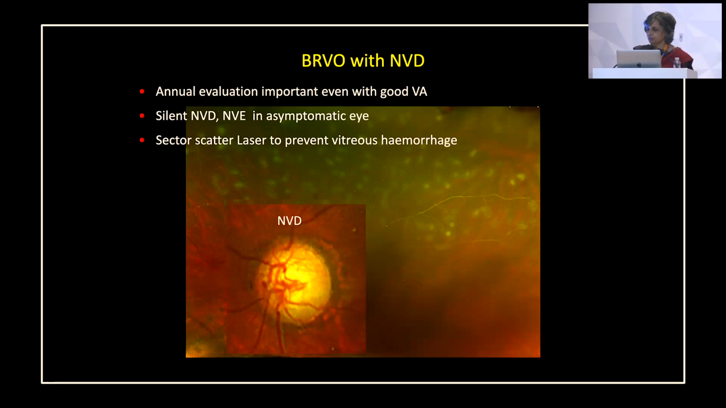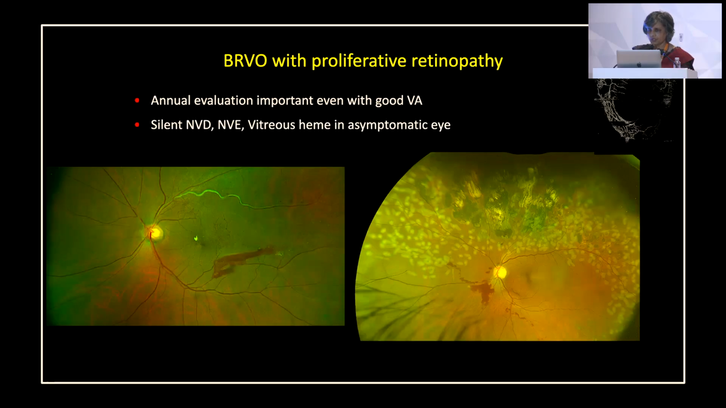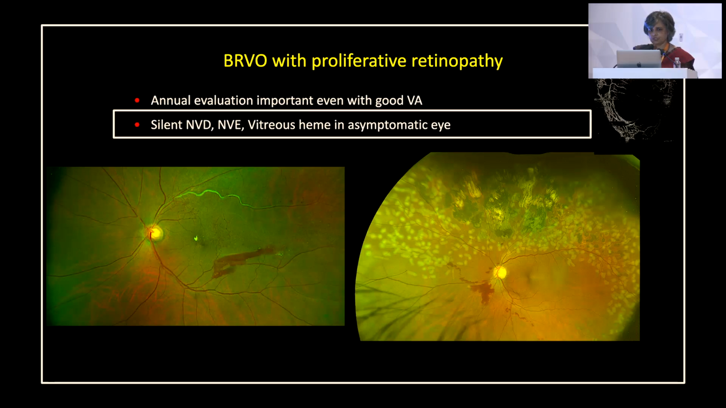Scatter laser, which can be just over the involved quadrant, or sometimes a pan-retinal laser is required because new vessels do not regress with just sector scatter laser. So it may become an all-quadrants pan-retinal photocoagulation. So annual review is very important for these silent new vessels.